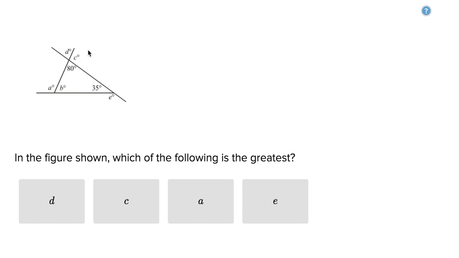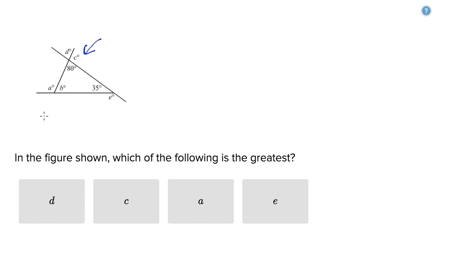This is an SAT math question where you're asked to find which of a series of angles in a triangle diagram is the greatest. For this sort of problem, unfortunately, you do have to figure out the value for each of the answer choices listed so that you can compare them and figure out which of them is greater.